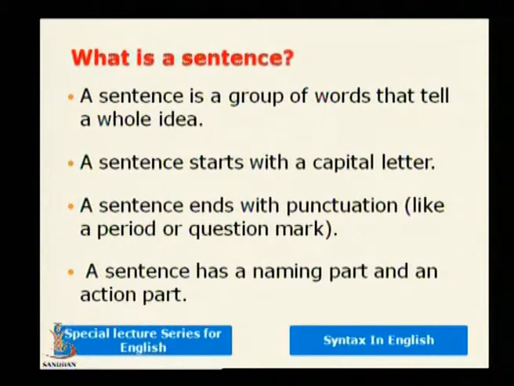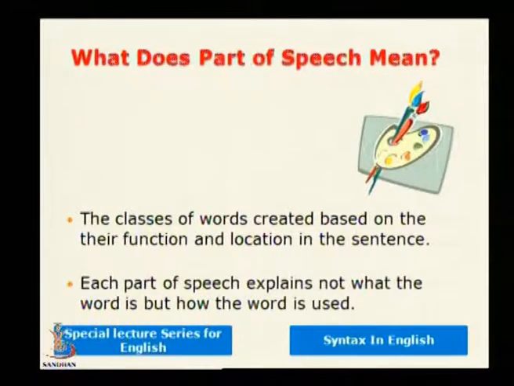A sentence has a naming part and an action part. Whenever we take a sentence, it has two parts, a naming part and an action part. What do I mean to say when I say a naming part and an action part? Take an example. "Rohit reads religious books." In this sentence, Rohit is the naming part. I start my idea with the name of someone, Rohit. That is a naming part.